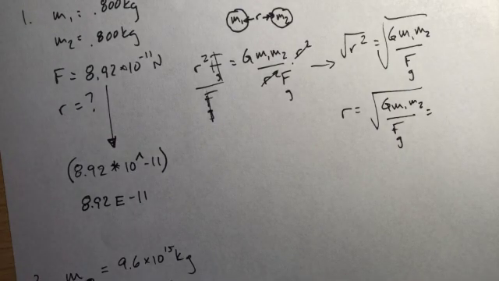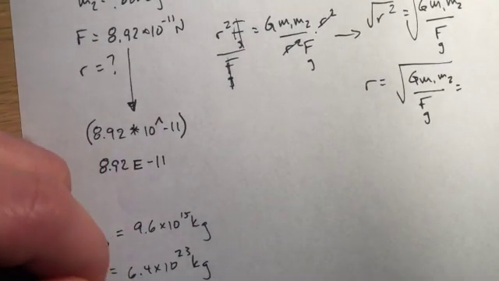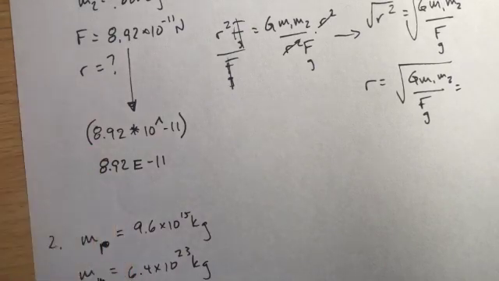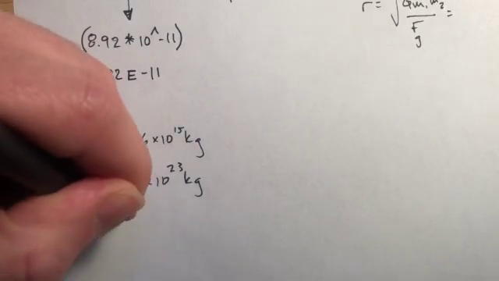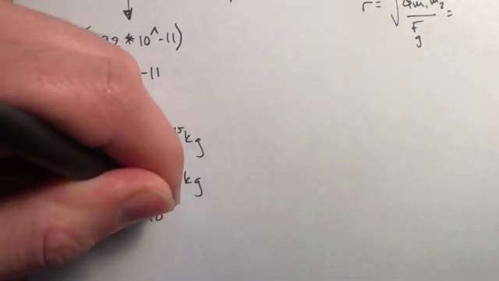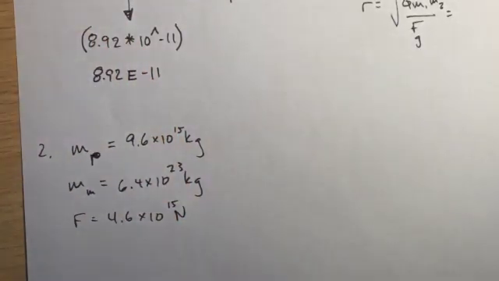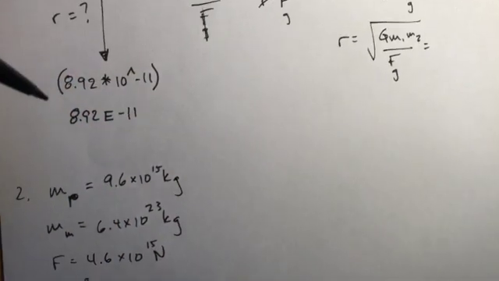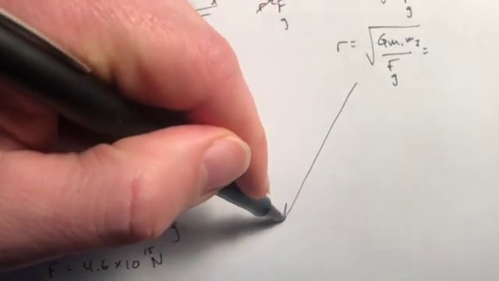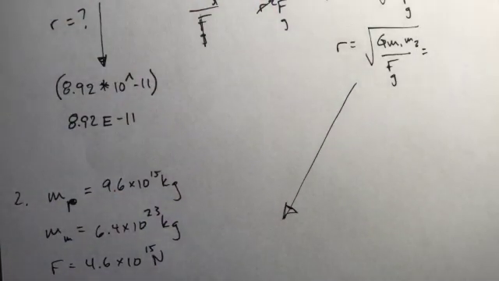Anyway, point being, if the magnitude of the gravitational force between the two bodies is 4.6 times 10 to the 15th, how far apart are Mars and Phobos? So once again, we're looking for R. You're going to use that same equation and same process to get that equation that you did before.